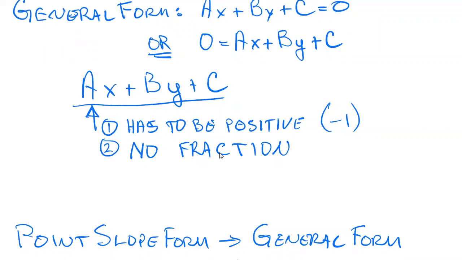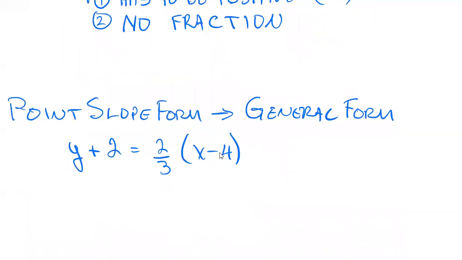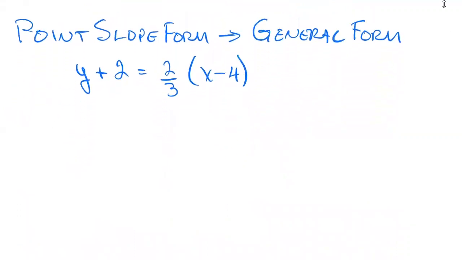Let's get started. So to convert from point slope form to general form, the first step is to multiply the entire equation by whatever this denominator is, if you have a fraction. If you don't have a fraction, then you can just jump into step 2, which I'll point out as we go along. But if I multiply everything by this common denominator, then that denominator will disappear. So I'm going to multiply the whole thing by 3.